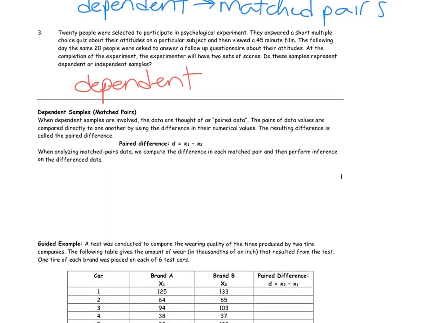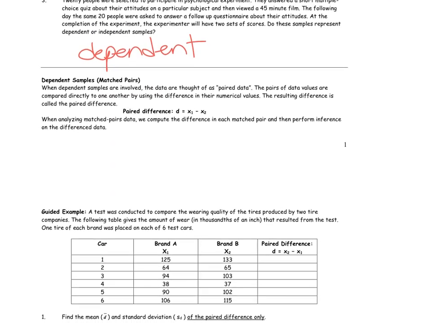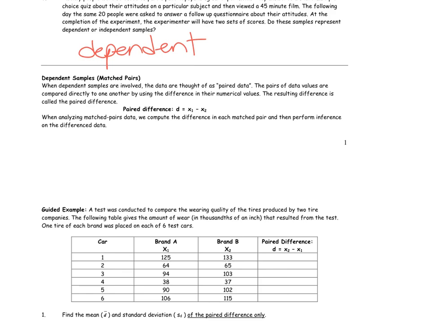And so when we're looking at the data, we're going to be looking at them as paired data. They're going to have this natural grouping. So the pairs of data values then are going to be compared to one another directly. And how we do that is we use the difference in their numerical value. Okay, and then we call it the paired difference. And we use the letter D.